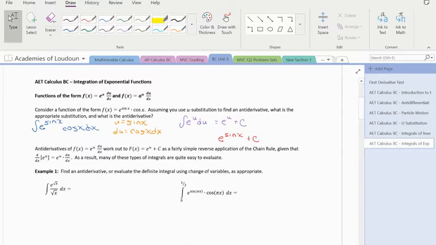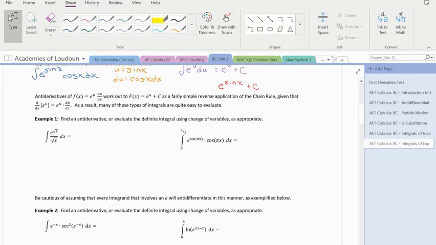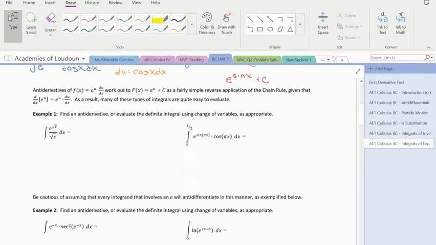So antiderivatives of the form e to the u du work out to a fairly simple e to the u plus c, as a fairly simple reverse application of the chain rule. So as a result, many of these types of integrals are quite easy to evaluate. Generally, you're going to choose the exponent of e to be your u.